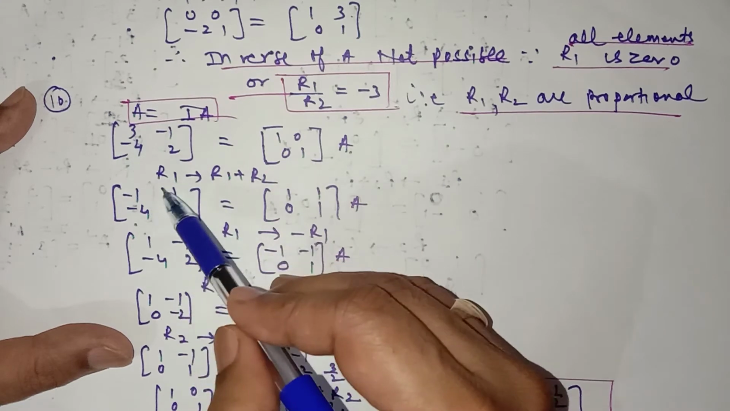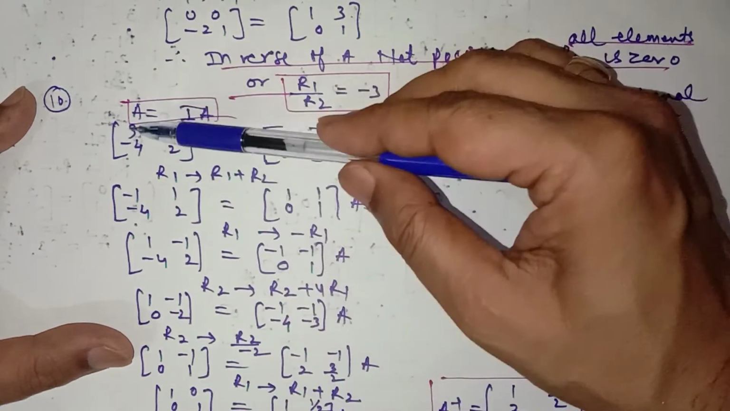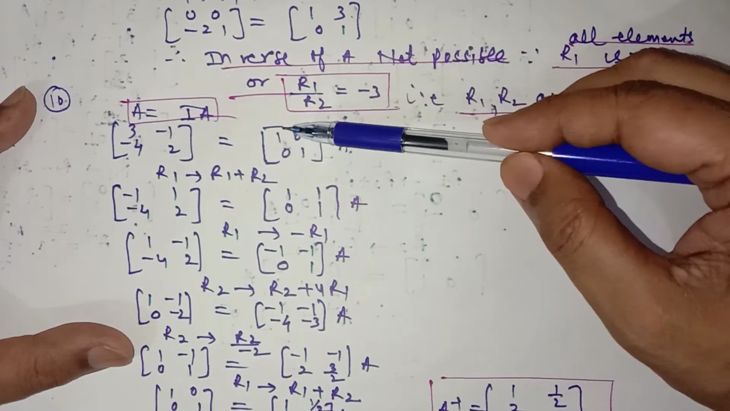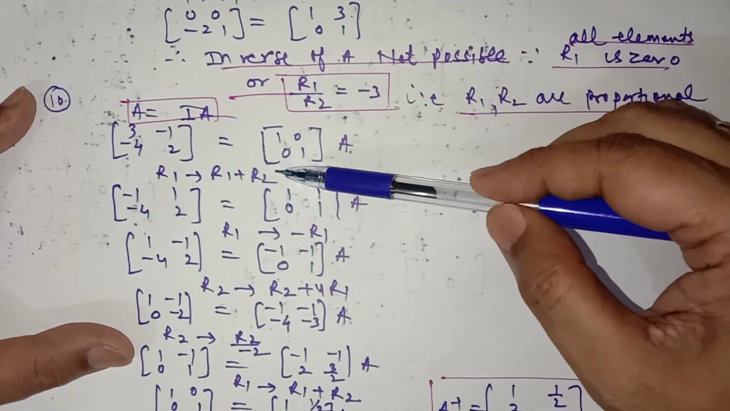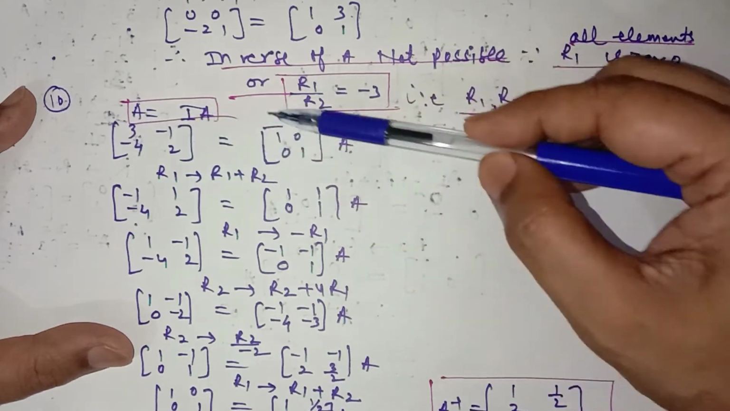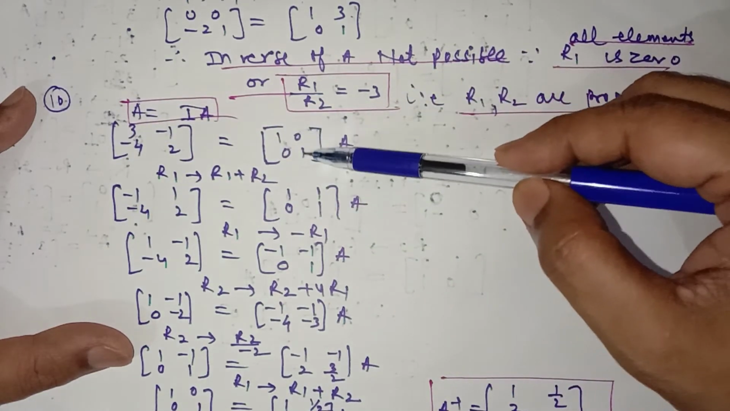So what I have done in this is R1 is equal to R1 plus R2. I have added R2 to R1. In both sides, you have to use the property. So R1 plus R2, it will be minus 1. R1 plus R2, it will be 1. R1 plus R2, it will be 1.